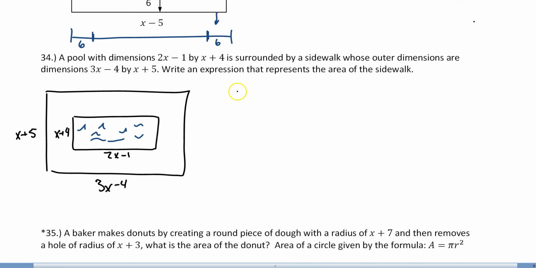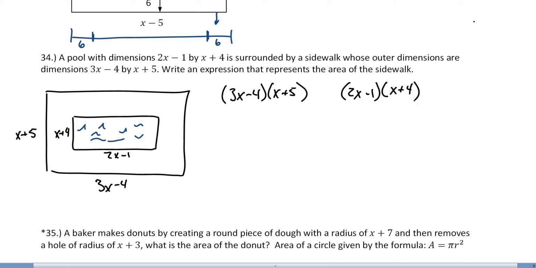So I approach it the same way. To find the area of the whole thing, I do just the length times the width. So it's 3x minus 4 times the x plus 5. To find the area of the pool, I do the same thing. I do the 2x minus 1 times the x plus 4. It's just length times width.